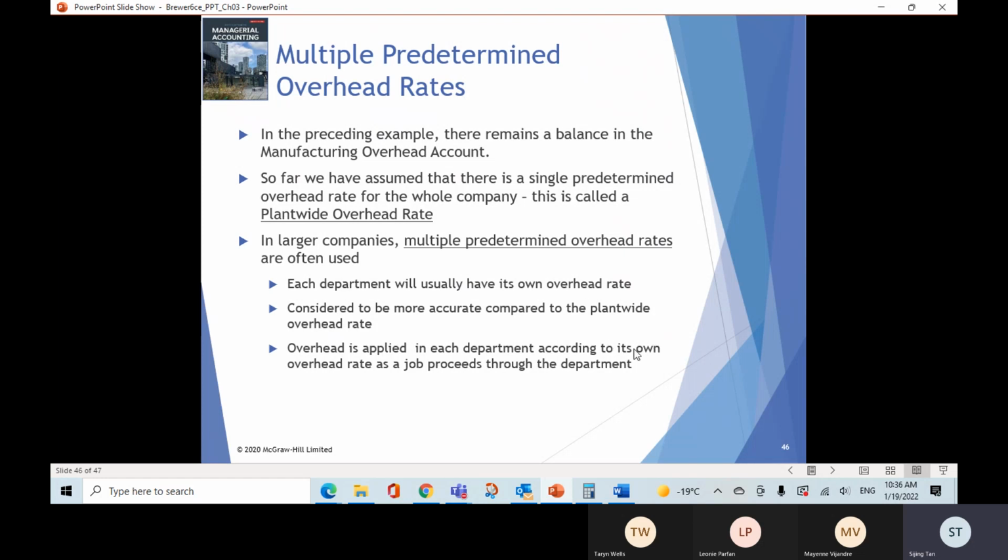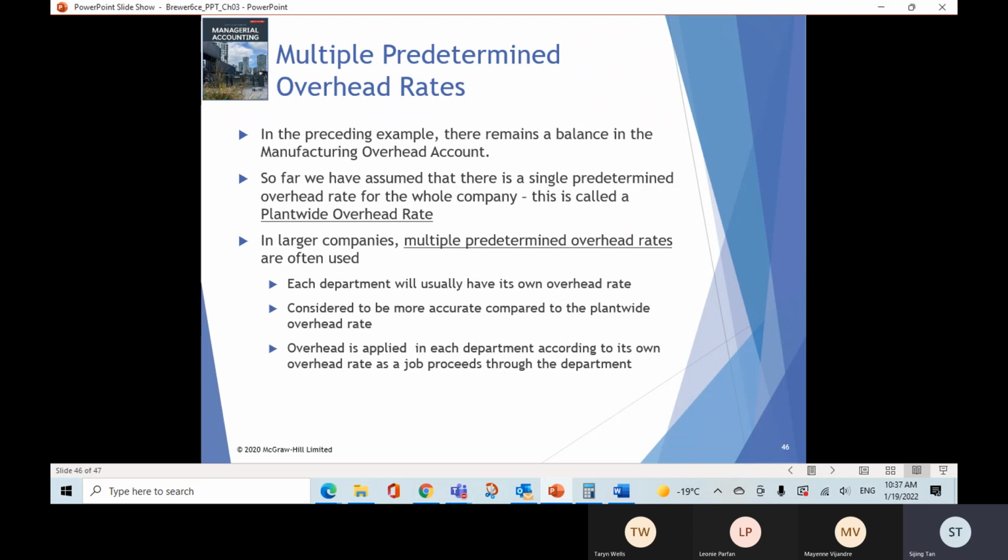Now, in the preceding examples, there remains a balance in the manufacturing overhead account. So that is the clearance we just talked about. So far, we have assumed that there is a single predetermined overhead rate for the whole company. This is called a plant-wide overhead rate. But in large companies, there might be multiple predetermined overhead rates. So each department will usually have its own overhead rate.